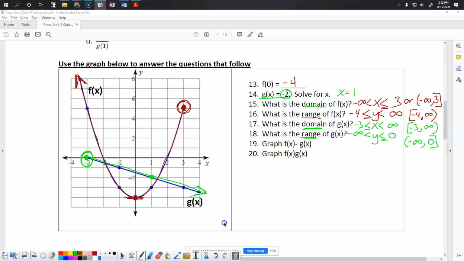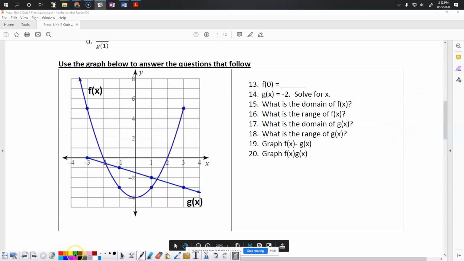So let me clean up my graph here a little bit for this one. Keep the g as a green function here. Solid those dots up real quick. And then we'll also make this red function. And the reason I put those dots on there is just so that if you do decide to go with the table approach, those are the dots you're going to use. So for number 19, I'm going to go with the table approach.